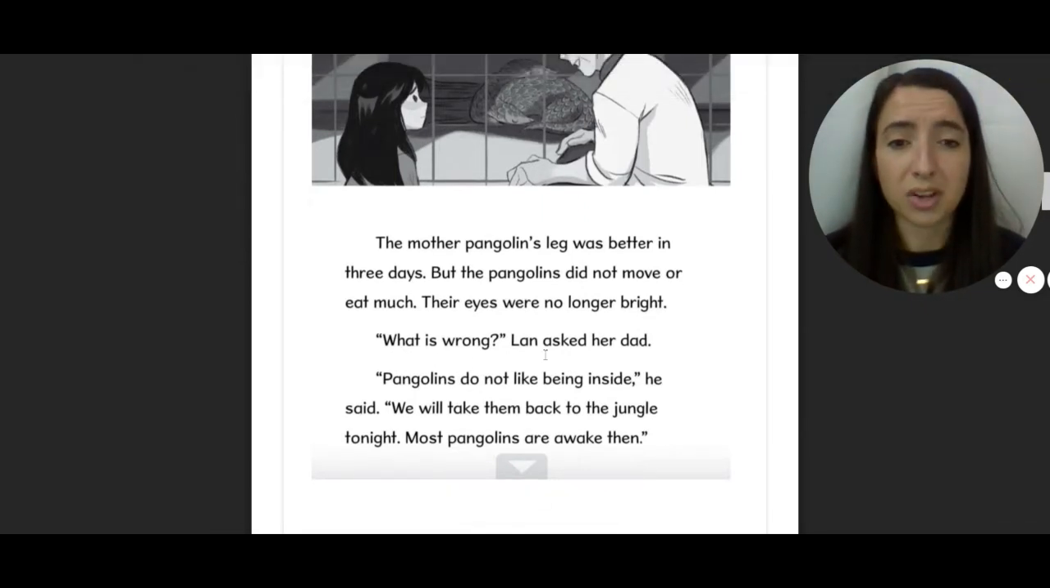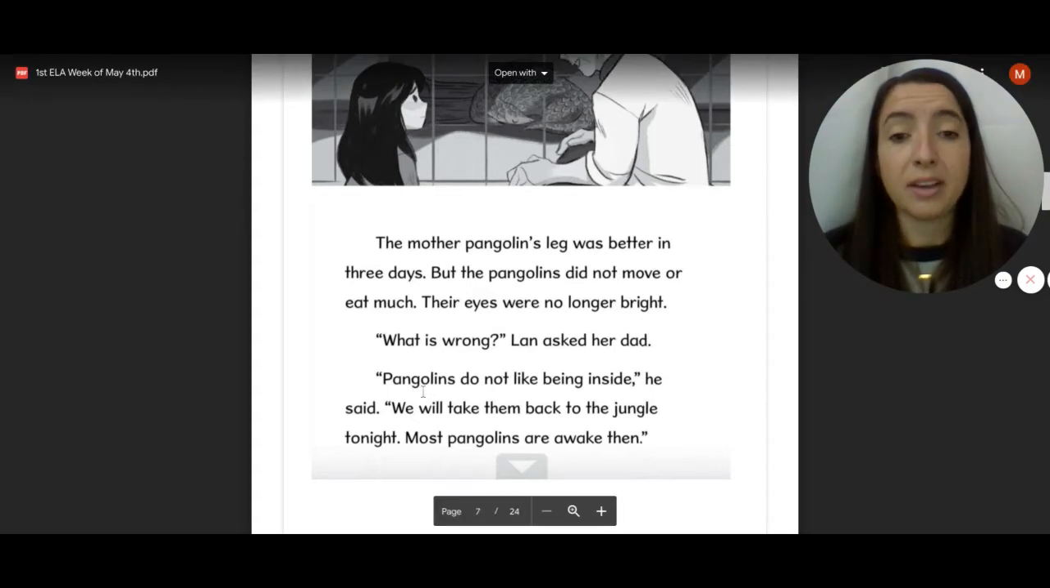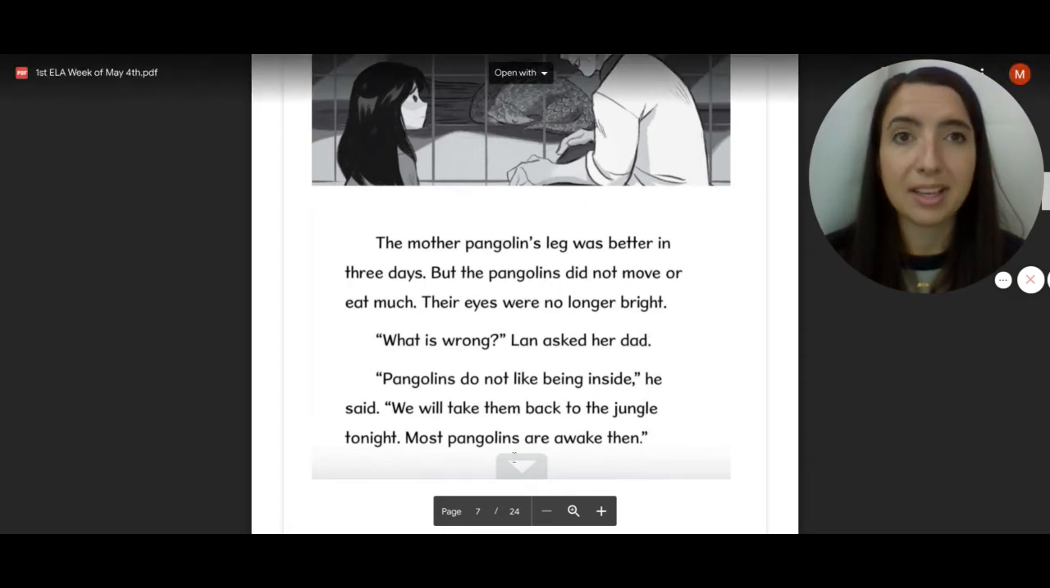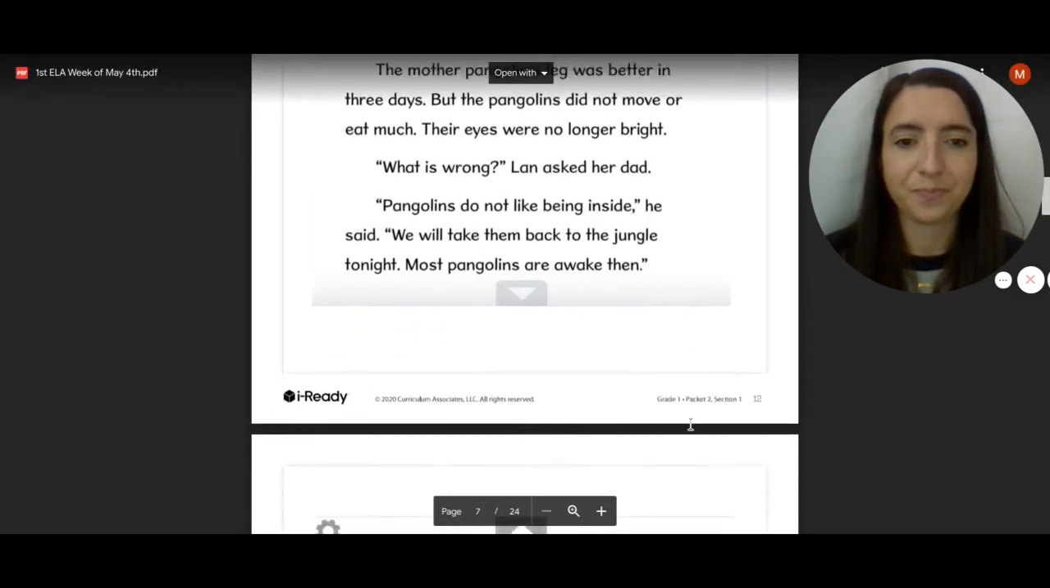What is wrong? Lan asked her dad. Pangolins do not like being inside, he said. We will take them back to the jungle tonight. Most pangolins are awake then.